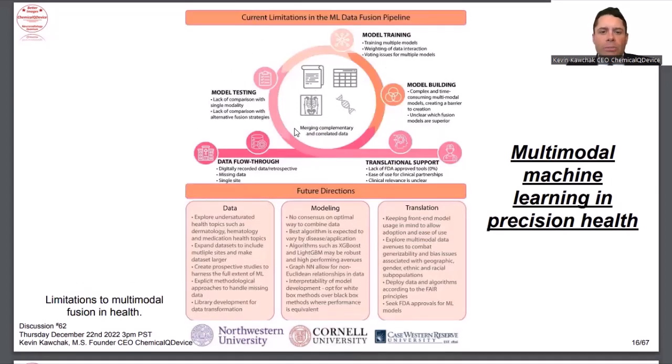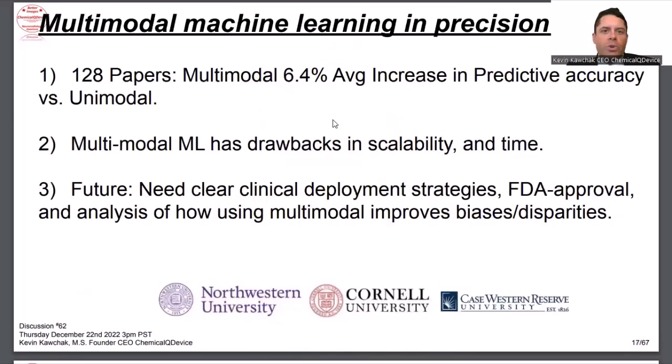So there are some limitations with data modeling and translation. So for instance, in model testing, lack of comparison with single modality. You have translational support, model building, model training. So there's many things, and especially as these multimodal approaches get a lot more complex, it takes a significant amount more time and resources to make sure you're getting the results that you want.